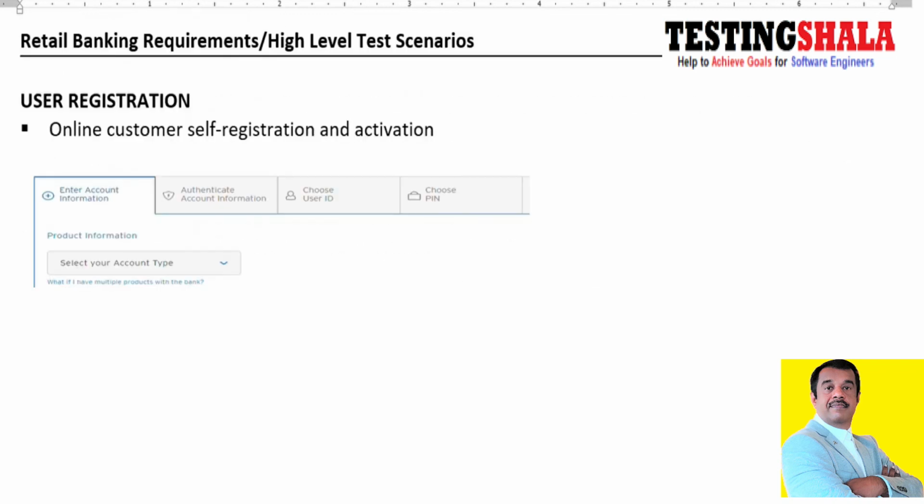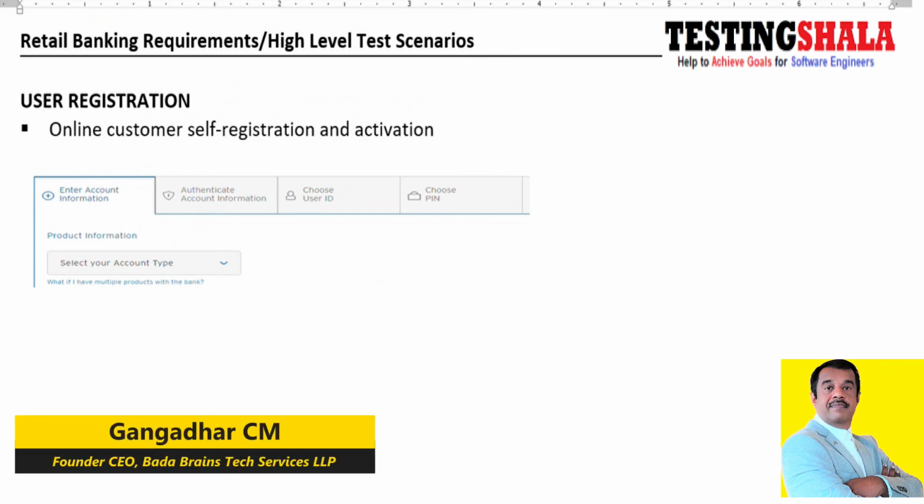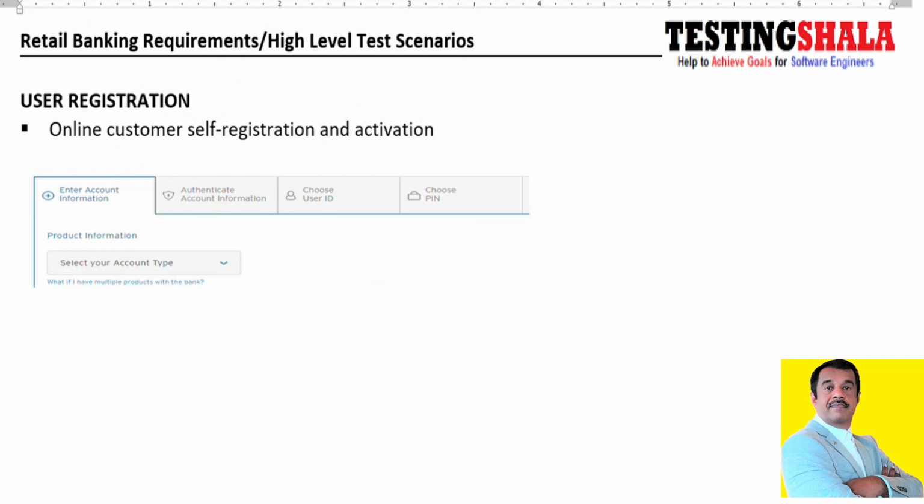These are some of the key critical bank requirements which we would be required to test as part of any banking application, especially from a retail banking perspective. And we should be able to write very high-level test scenarios by considering these requirements. The requirements can be further broken down with different screens and different information, and we can write detailed test cases as well. I will be covering those detailed test cases in the coming videos.